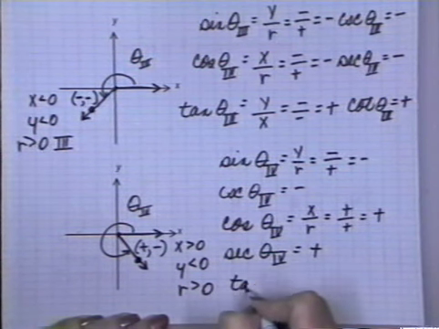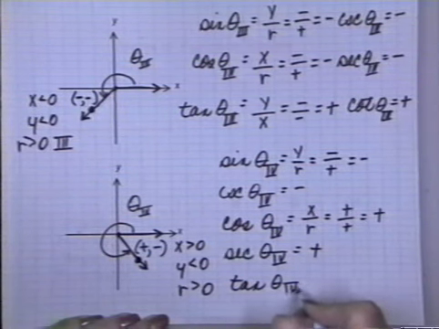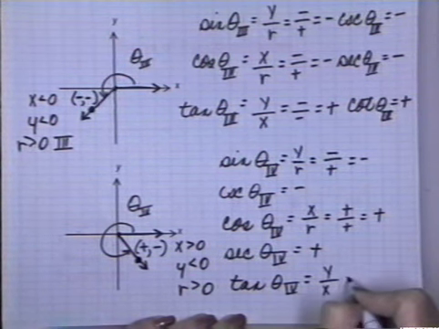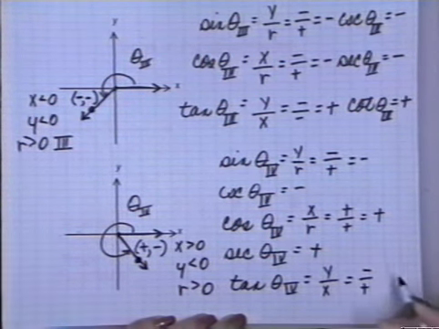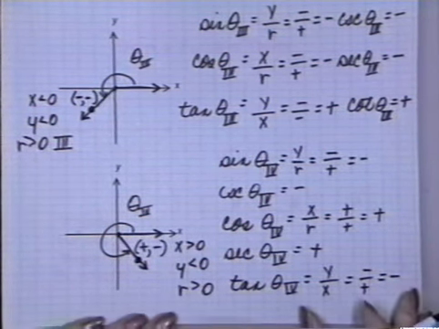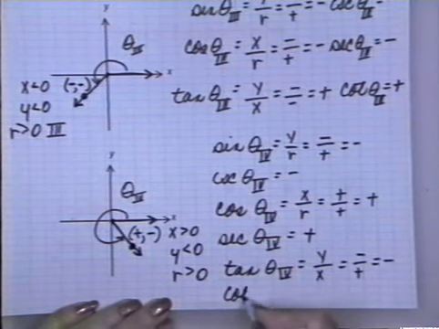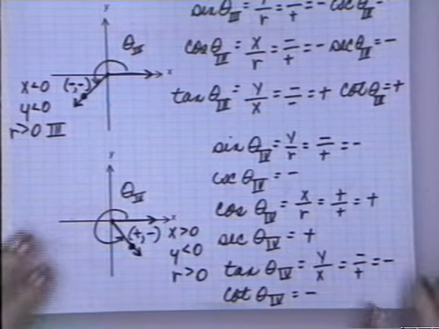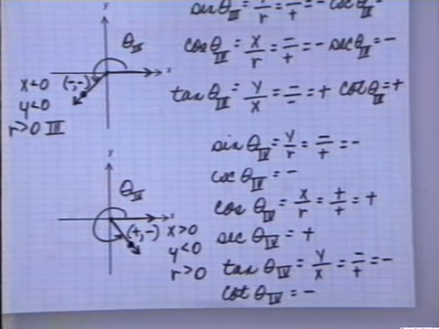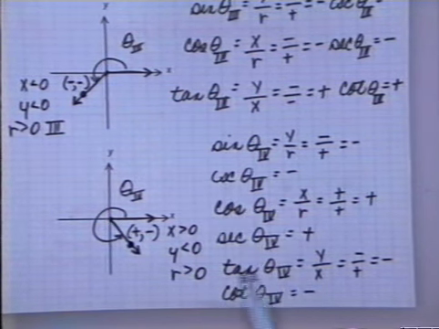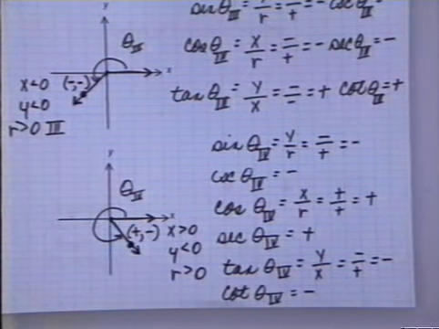And then let's look at the tangent. We'll have y divided by x. Y is negative, x is positive, which a negative divided by a positive gives us a negative, and the cotangent, which is the reciprocal of the tangent, then would also be negative. So in the fourth quadrant, our negative functions were the sine, the cosecant, the tangent, and the cotangent, and our positive functions were the cosine and the secant.